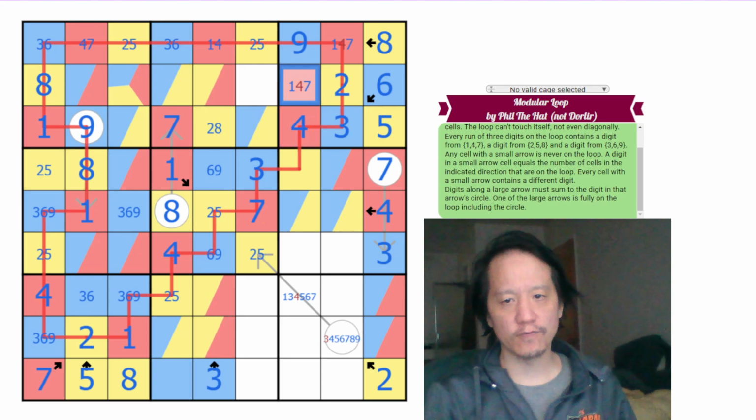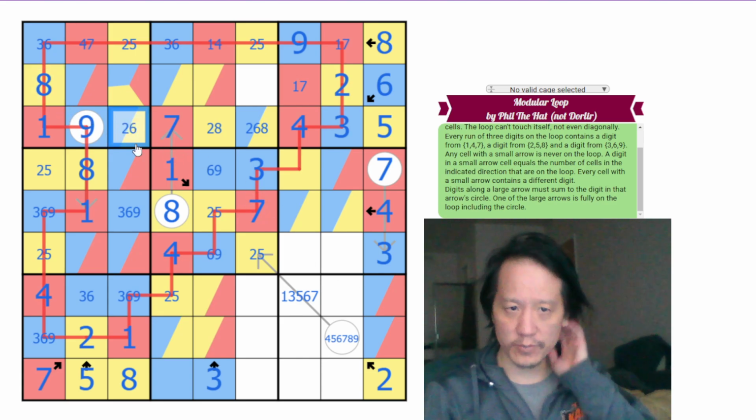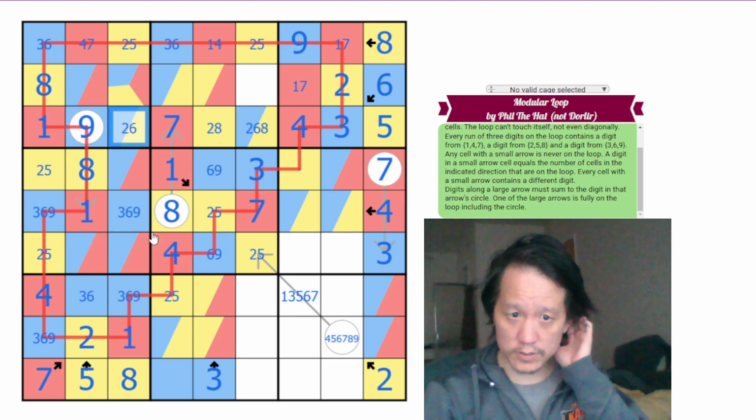So now we have 1 or 7. This is 1 or 7. This can't be 4. This can't be 3 because of that 3. So we still have 2, 6, and 8. But the 8 can't be here, so this can't be 8. It's 2 or 6.